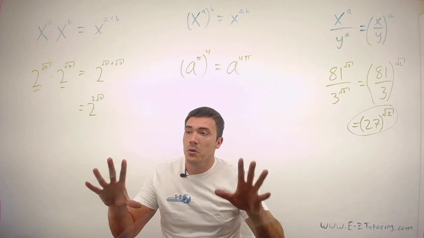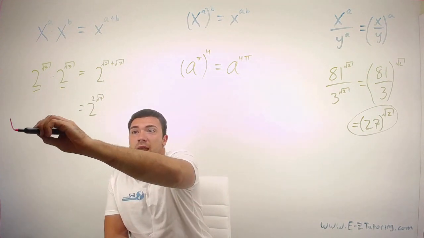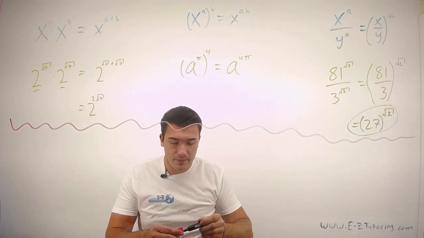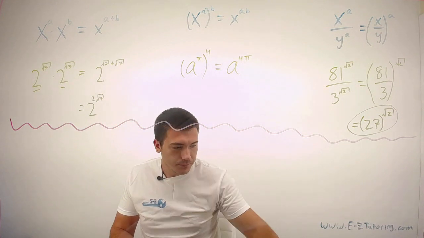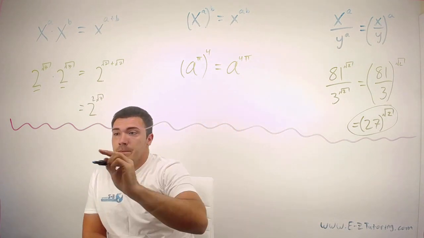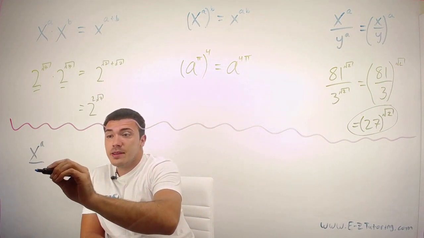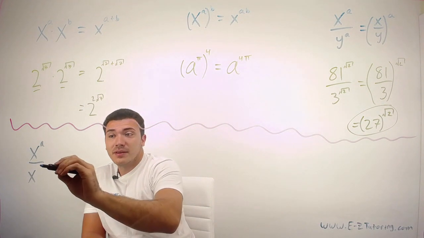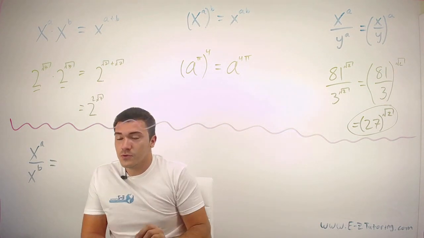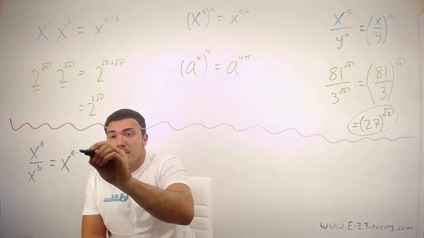So these are the rules so far. Let me go ahead and split up the board in half here. Now we'll do the same thing on the bottom half. So, similar to this one, let's say we have x to the a divided by the same base x, but a different exponent b. This is equal to x to the power of a minus b.